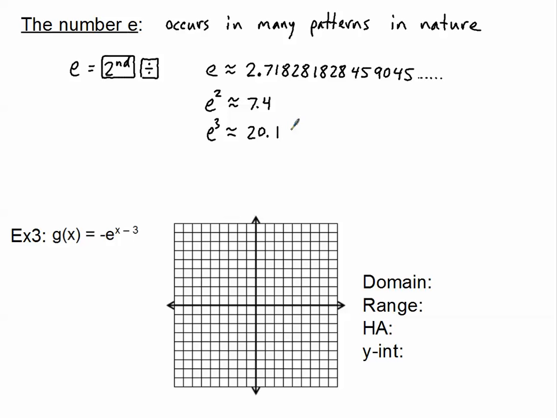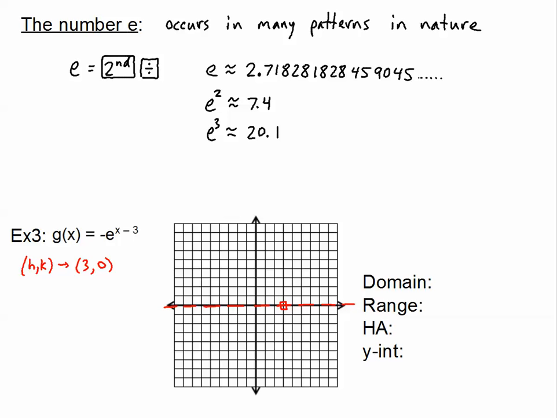Okay, so if we were going to graph example 3, g of x equals negative e to the x minus 3, let's go ahead and graph this. First, let's find our h, k again. h in this case is 3, so 3 units to the right, and k is 0. There's nothing added over there. So I'm going to go 1, 2, 3 units to the right and put a little box, and I'm going to put my horizontal asymptote right on through that box.